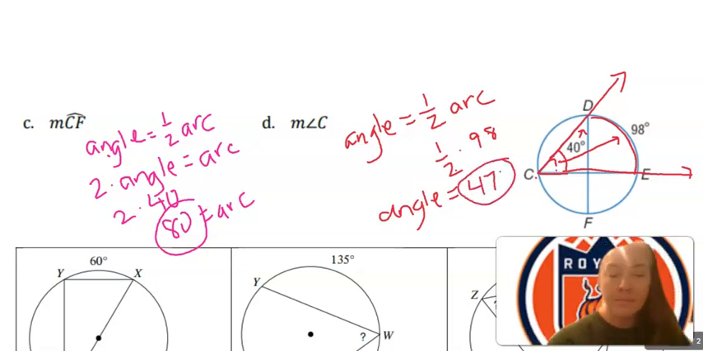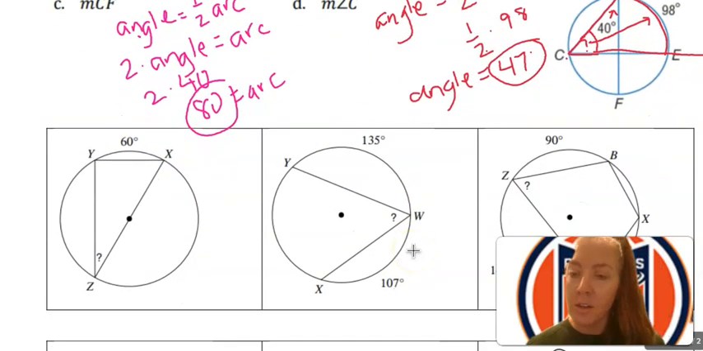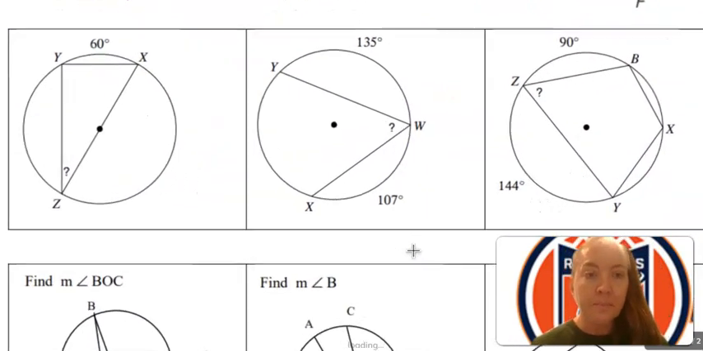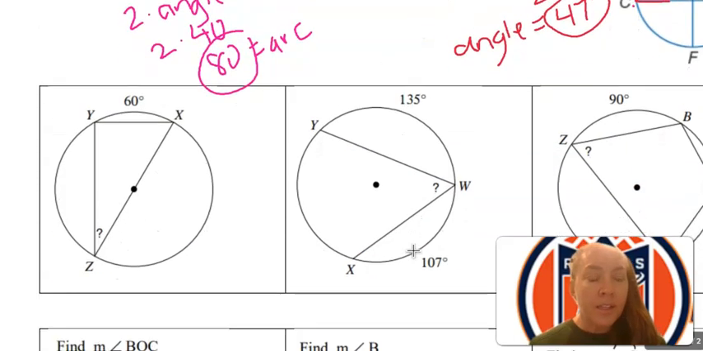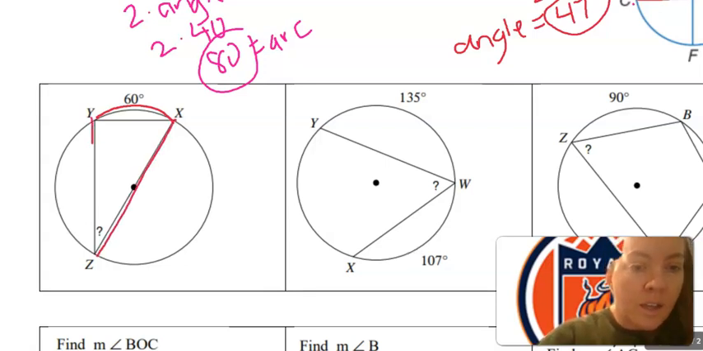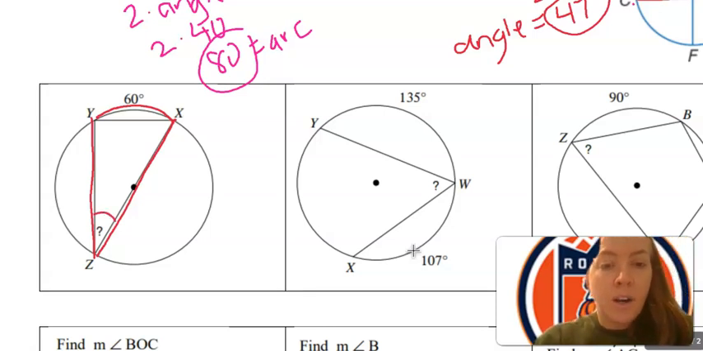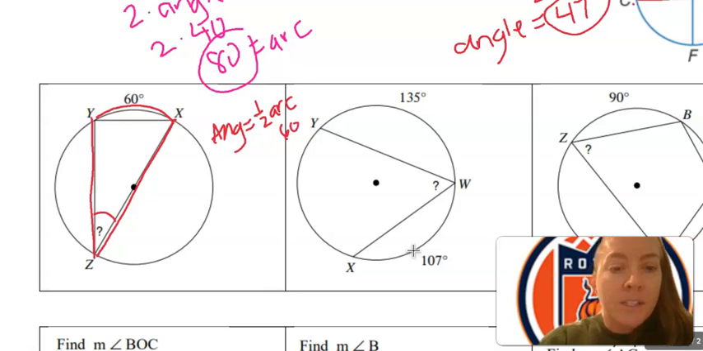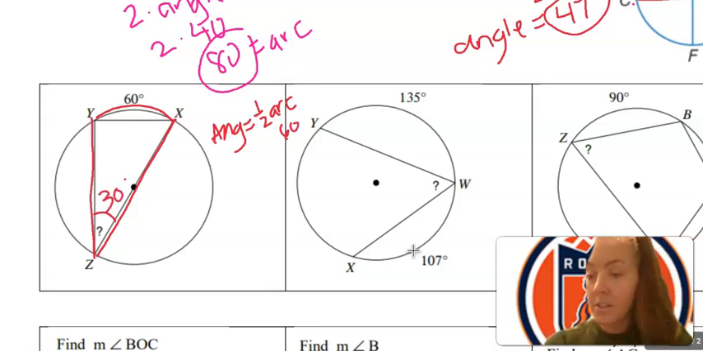Okay. All right, let's try something that looks a little more complicated. So on this example, I have this arc is 60, and if I go across and connect, I have an inscribed angle. So our angle is equal to half of the arc, and we know the arc is 60. So half of 60 gives us 30.